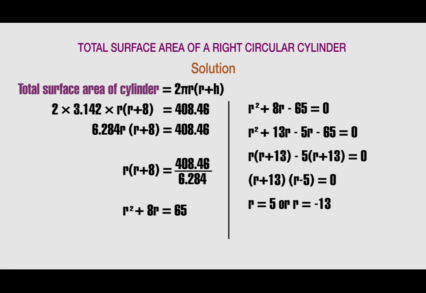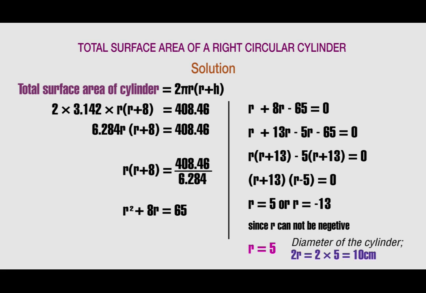Since r cannot be negative because it is the radius of a cylinder, therefore our r is equal to 5. Hence the diameter of the cylinder is 2r, which is equal to 2 multiplied by 5, which is equal to 10 centimeters.